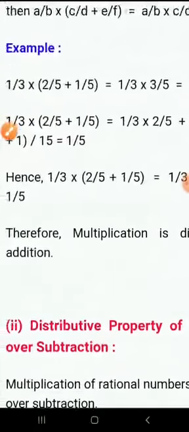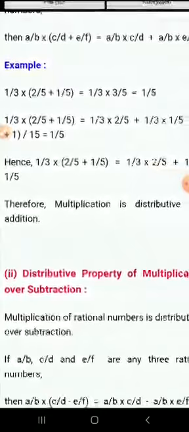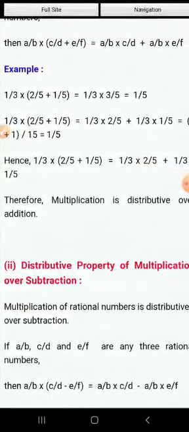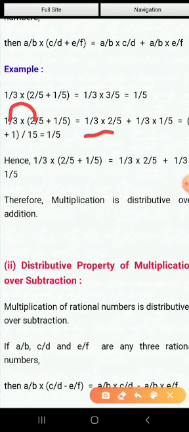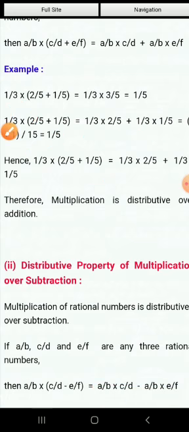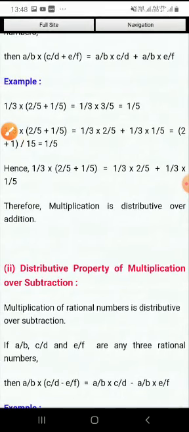Then the second step: first step 1 upon 3 into 2 upon 5, as you can see here. Second step, plus coming as it is, and we do 1 upon 3 into 1 upon 5. So the answer is coming as 1 upon 5. So this is how we are going to apply the distributive property.